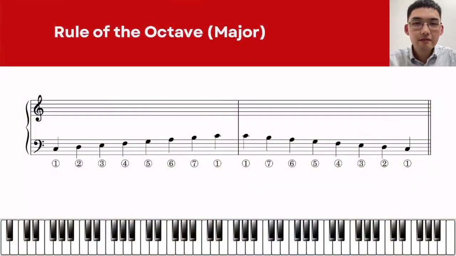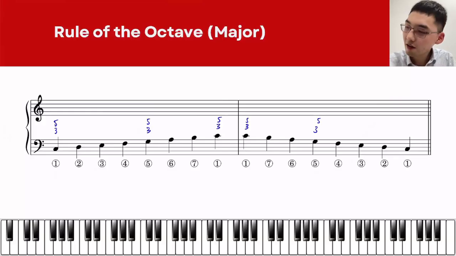So here I have a C major scale going up and down, and I've provided the scale degrees. And where do we start? I'm going to start with scale degrees 1 and 5, and I'm going to give them 5/3 position chords. And that's because 1 and 5 are the most stable scale degrees, and they're also the pillars of tonal harmony. Okay, so we have that.